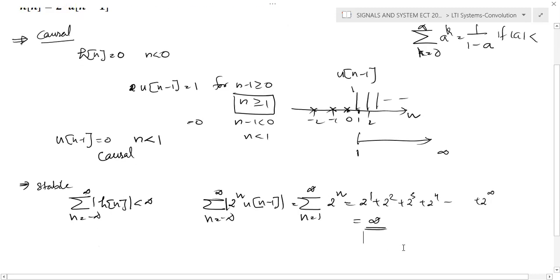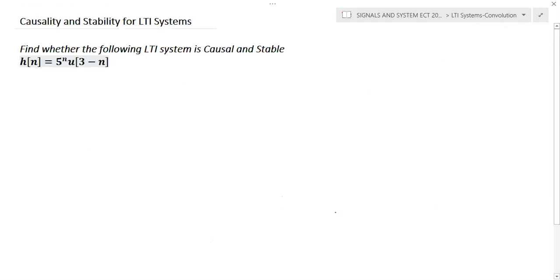So we can conclude that if you find this sum, it becomes infinity. It's not absolutely summable. So we can conclude that the system is not stable, because we need to get a value which is less than infinity. Here we will get it equal to infinity. Okay. Now we'll discuss another question.